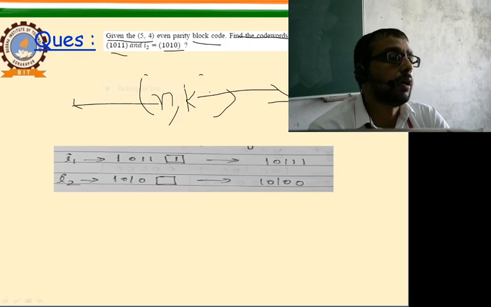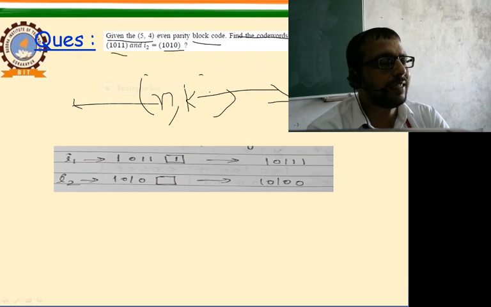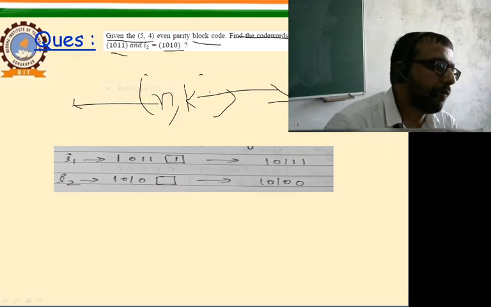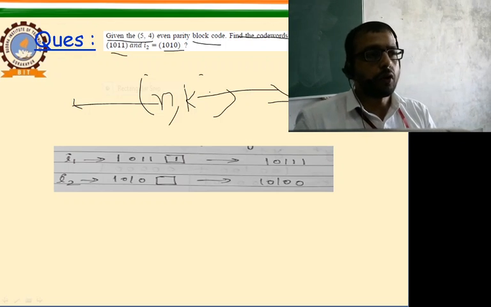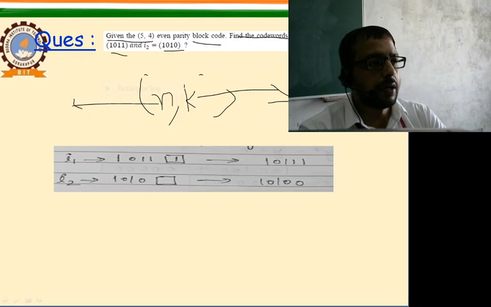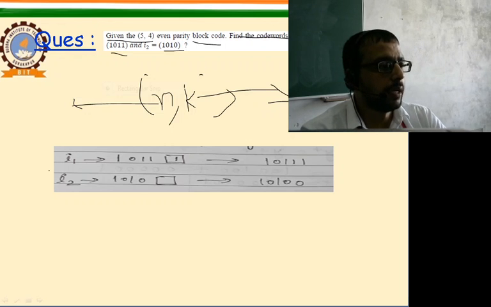Here, as we know, this is a single parity check code. In this, a single check bit is added to the message bits, and finally we get the codeword which is transmitted through the channel. Now (5,4) means the message is 4 bits and the encoded word is 5 bits. The difference of 5 and 4 is 1, meaning 1 bit is added to the message bits, and finally we get an encoded word of 5 bits.